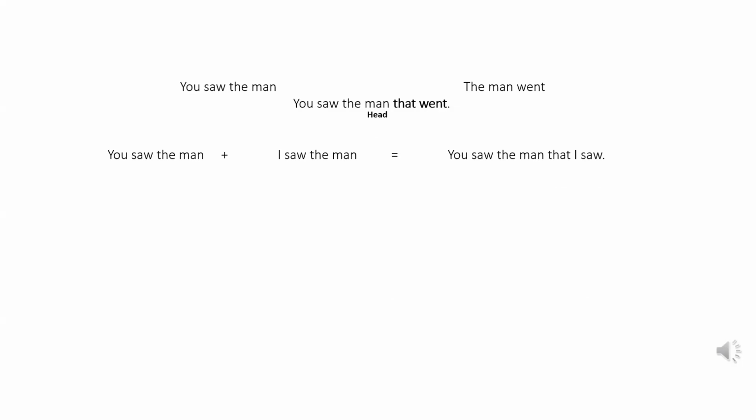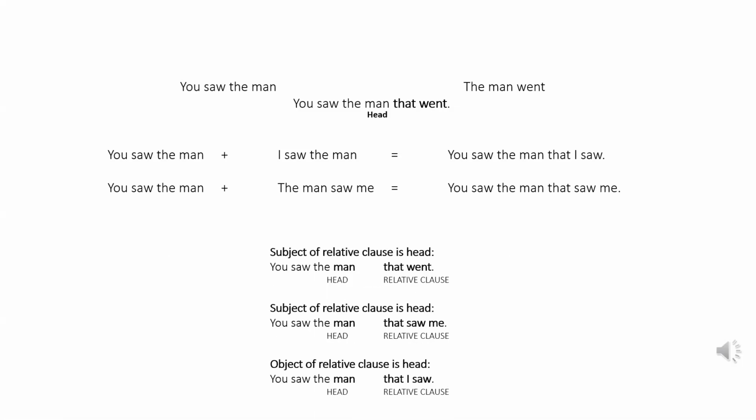Notice that the object of the sentence, I saw the man, disappears when it combines with you saw the man to become a relative clause. For another example, combine you saw the man with the man saw me. This time you get you saw the man that saw me. This time it's the subject of the relative clause that disappears. So if you study these patterns, you saw the man that went, man is the head, that went would be your relative clause.